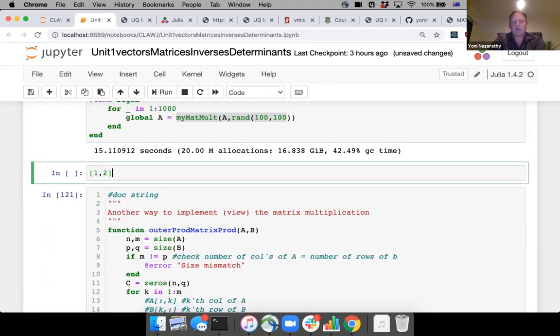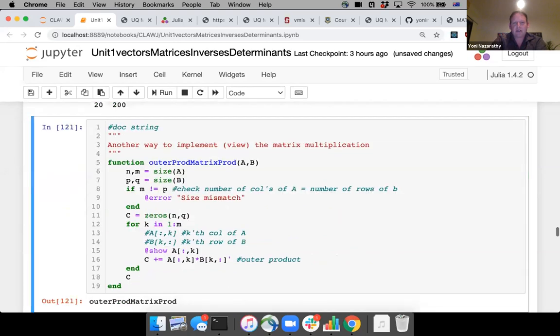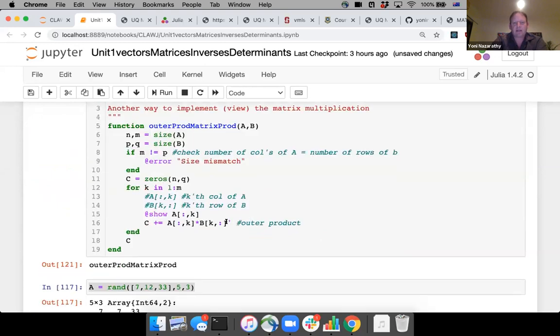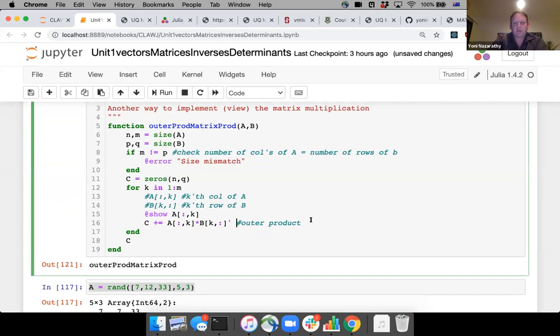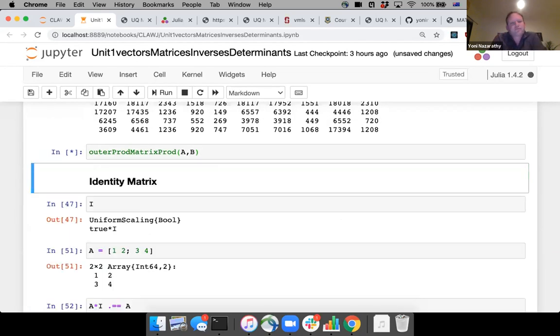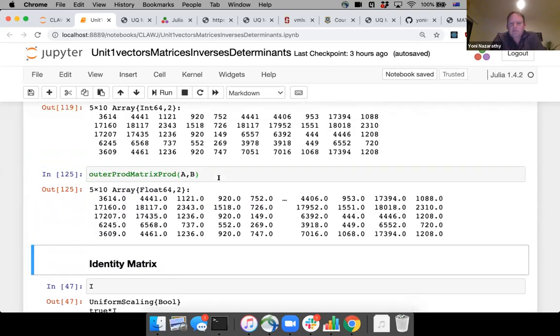So if I do 1, 2 times 10, 100, with a transpose mark, yeah, that gives me the outer product. This is how I do an outer product. So I need that mark there. Is that a dash? No, apostrophe. I'll comment this show so we don't get a whole bunch of prints if this thing doesn't crash. Let's run this. Do you get the same numbers? Yeah, it did. Okay, so this worked.